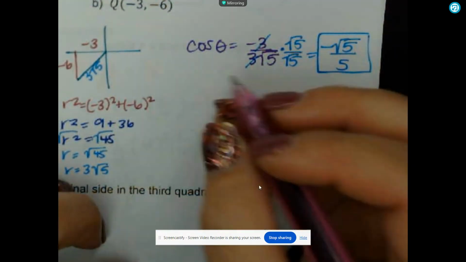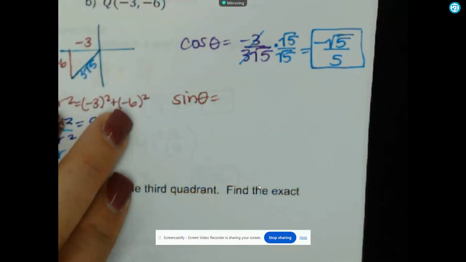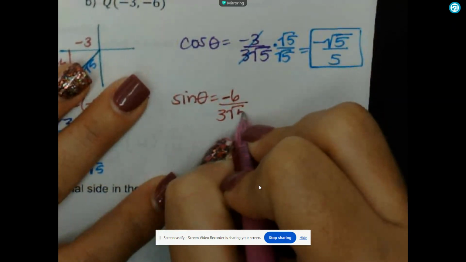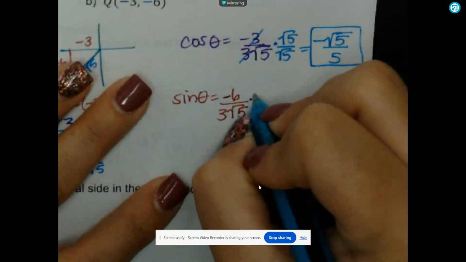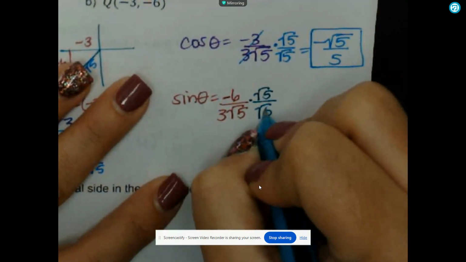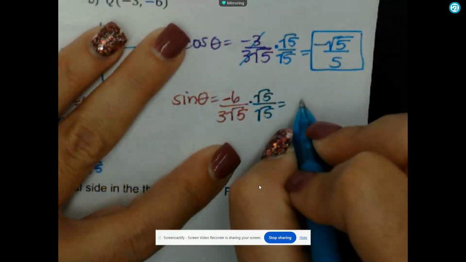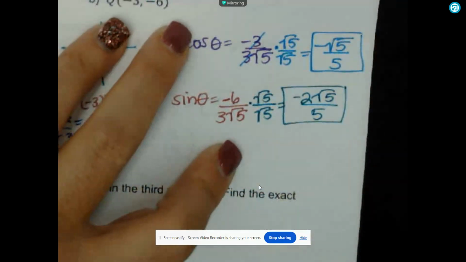So now we're going to do the same thing for the sine. What's our y value here? Negative 6 over 3 square root of 5. And again, we're going to have to multiply by square root of 5. Okay, so what's 6 over 3? Negative 2 square root of 5 over 5.